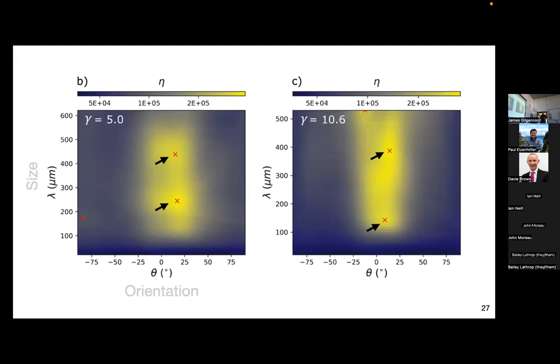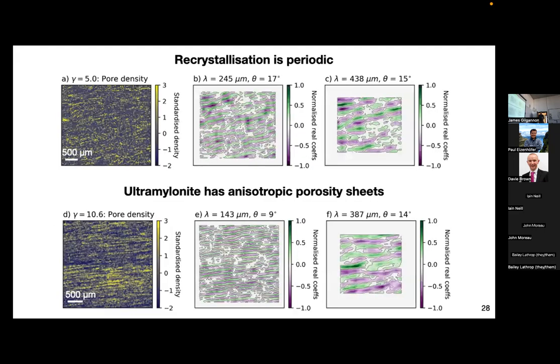And what we found was we did have features. So this is the partially recrystallized sample, and this is the fully recrystallized sample. I haven't done the inversion here. This is just the result of the wavelet analysis. You basically see in both the partially recrystallized structure and the fully recrystallized structure, we have two dominant modes that appear in both cases, and they have a certain orientation.